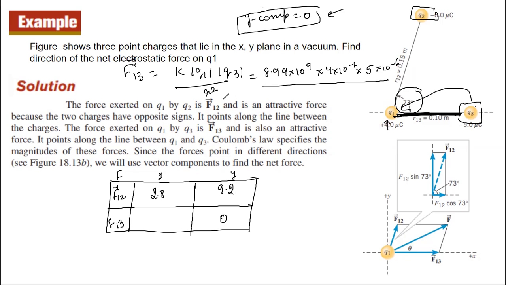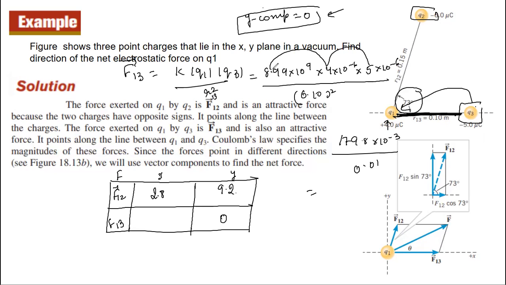What is r squared? Here it will be r13, so it is 0.10 squared, right? Feel free to do the calculation. Okay, let me do that quickly over here. So you know how we will go. 8.99 times 4 times 5, which is 20, times 8.99, which is 179.8, times 10 to the power minus 3, upon 0.1 times 0.1, which is 0.01.